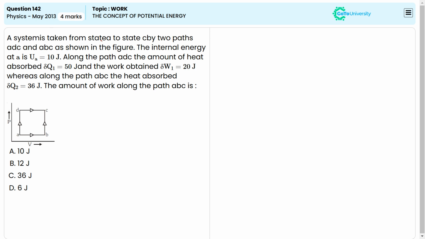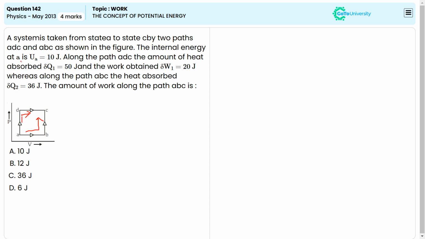A system is taken from state A to state C, via two paths. Here A to C, there are two paths: A, D, C and A, B, C. This is one path and this is the other path, as shown in the figure.